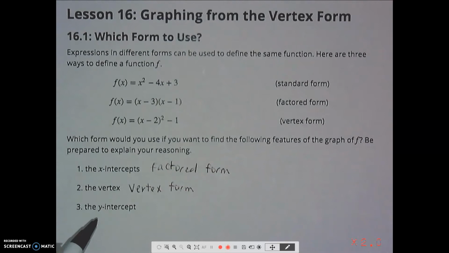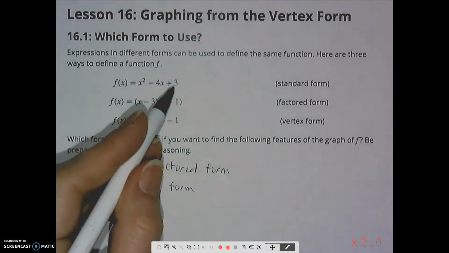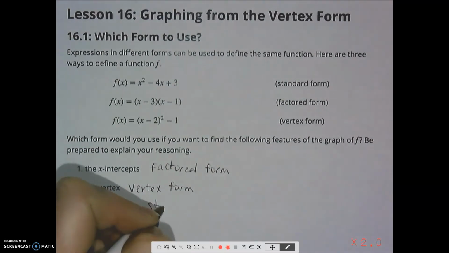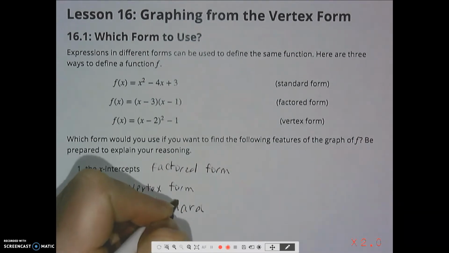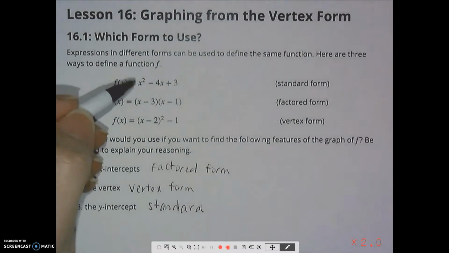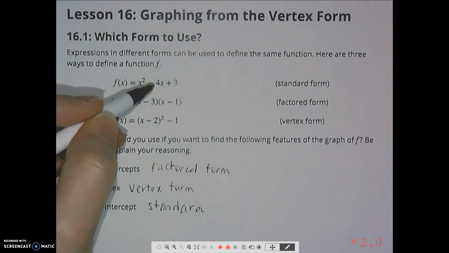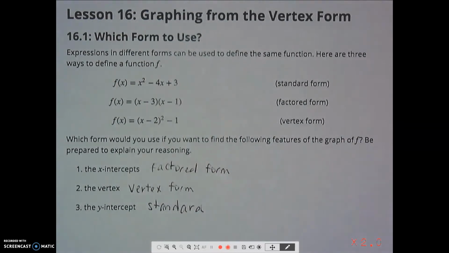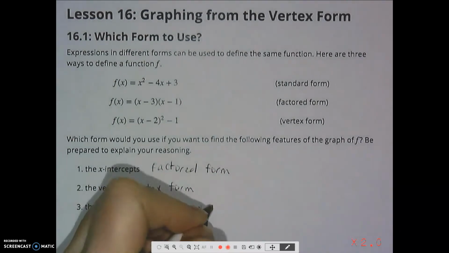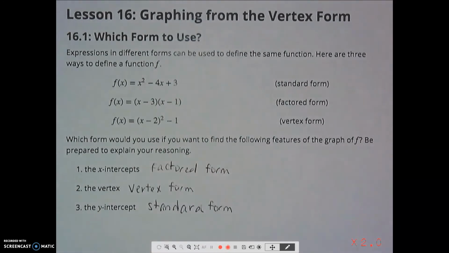For the y-intercept, the easiest one then would be standard form. We know that if we plug in 0 for x, we can automatically get the y-intercept would be 0, 3. Now that's pretty easy to do in any of them, but I would say standard form is the fastest to do that with. Okay.